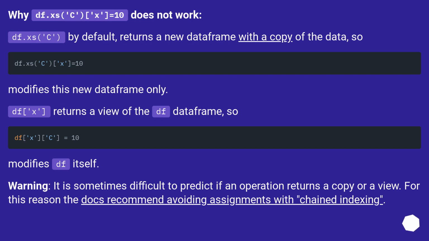Why does df.xs('C')['x'] = 10 not work? df.xs by default returns a new data frame with a copy of the data, so the assignment modifies this new data frame only. df['x'] returns a view of the df data frame, so the assignment modifies df itself. Warning: it is sometimes difficult to predict if an operation returns a copy or a view. For this reason, the docs recommend avoiding assignments with chained indexing.